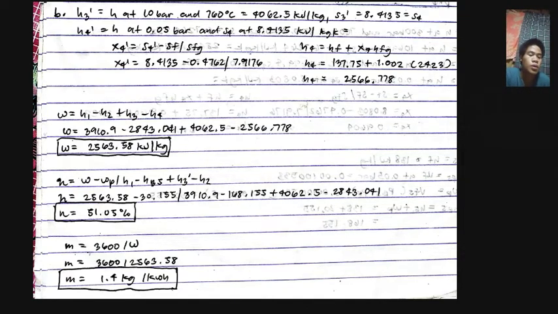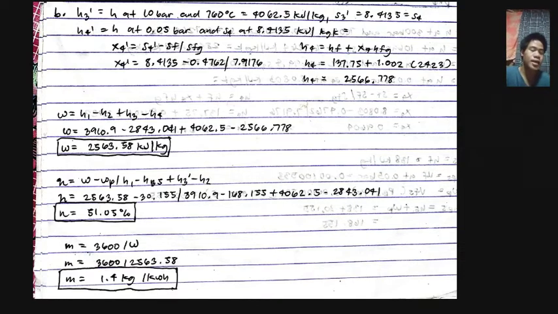Since we get the value of H3 and H4, it will be substituting it. So W equals 3910.9 minus 2843.041 plus 4062.5 minus 2566.778, and calculating it, W equals 2563.58 kilojoules per kilogram.